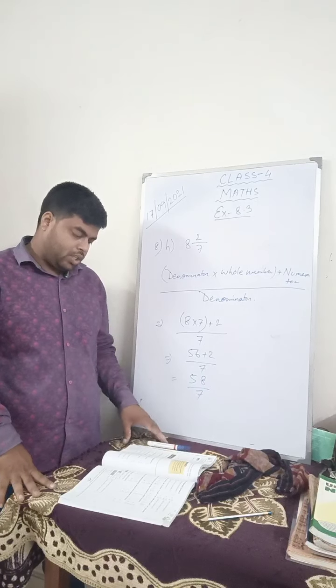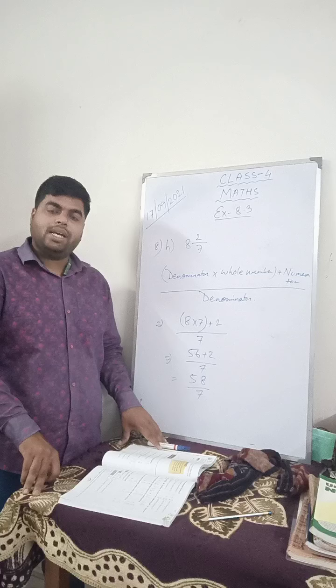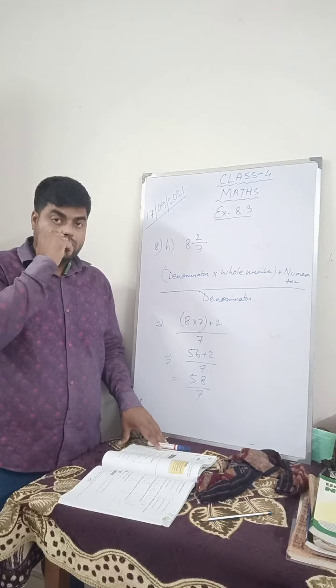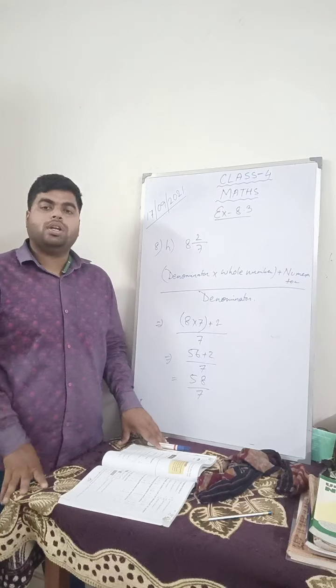So please complete question number 4 to 8. That means exercise 8.3 in the same copy, where you have done question number 1, 2, 3. After that, you will give today's date and you will continue with that.